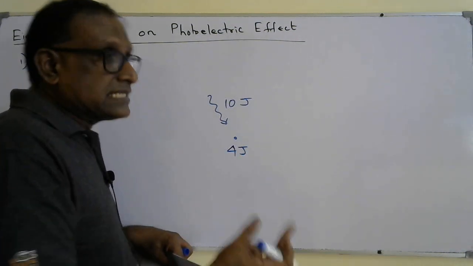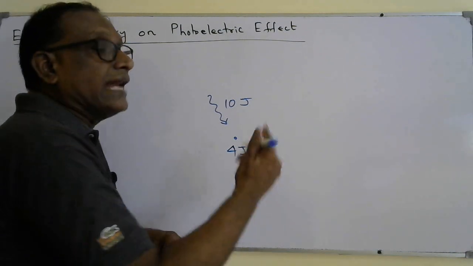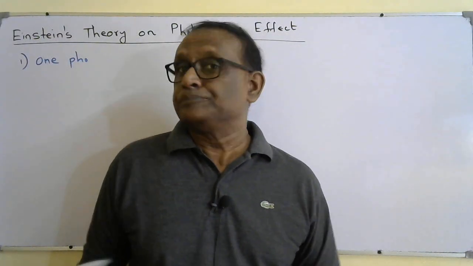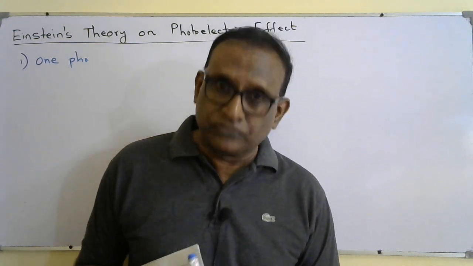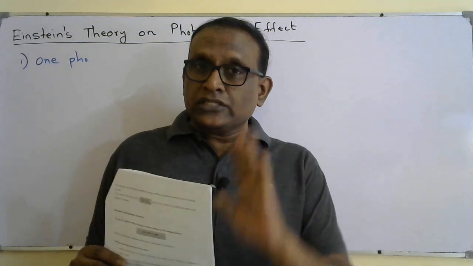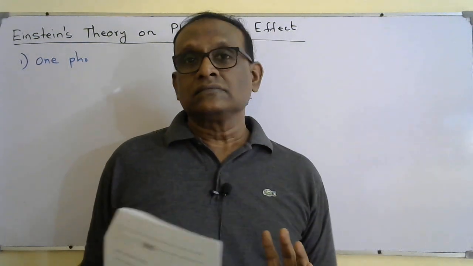So there are 6 joules already given to it. That will be the kinetic energy. The electron will be knocked out with that kinetic energy. That's the idea he proposed. So first you should know the postulate: one photon can interact with only one electron.